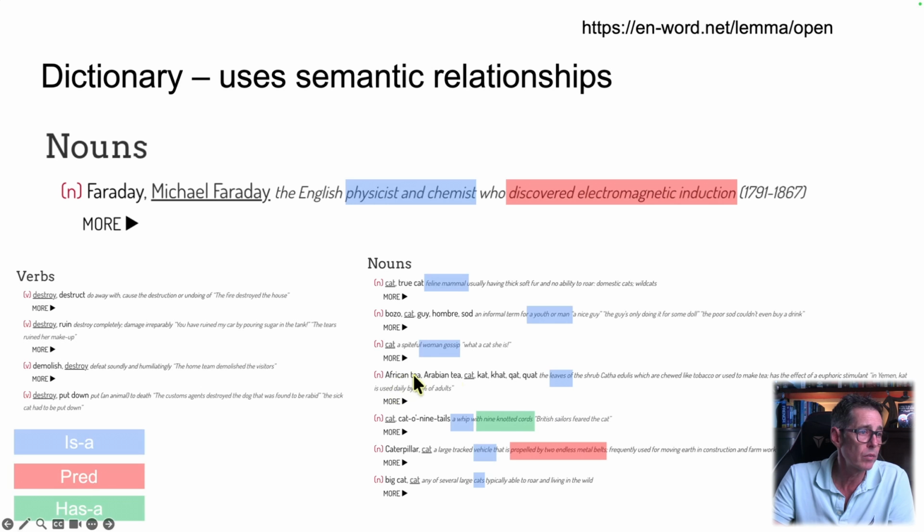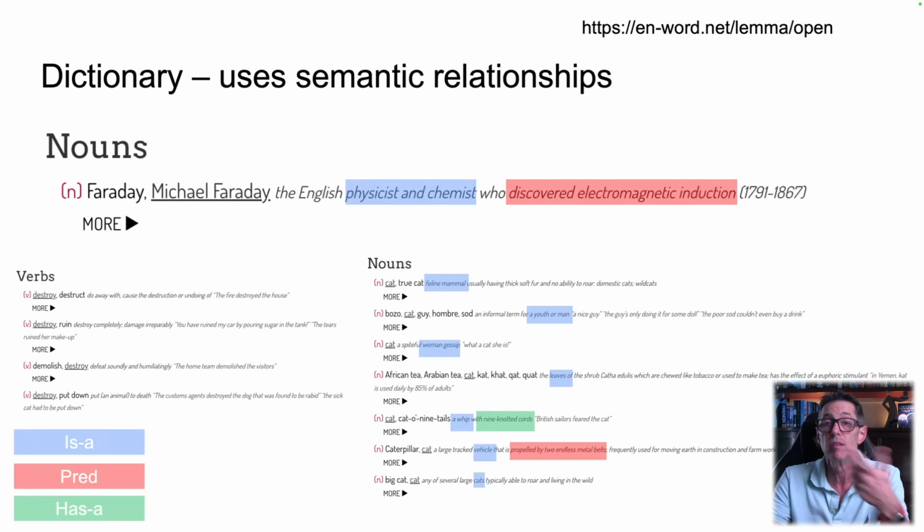Let's see. We've got a cat here. It's the leaves of a shrub. So it's leaves. So wouldn't it be great if we were able to exploit the fact that we know that this is a kind of that, and we can then use that when we're recognizing sentences, and we can. So a cat of nine tails, you can call it a cat. It's a whip. So by going from cat to these different meanings, and then the meanings having different associations with them, I'm going to show you how we exploit that in order to understand the language, and also how to learn the language.